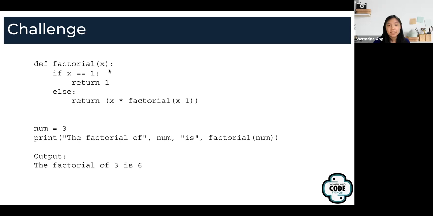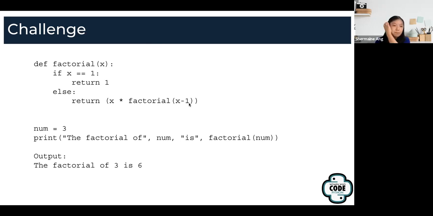So x is the number that you first accept. If x equals 1, then you just return 1 straight away because the factorial of 1 is just 1. But if it's not 1, you will want to return x times, and then you'll want to call your function again, but with a smaller number.